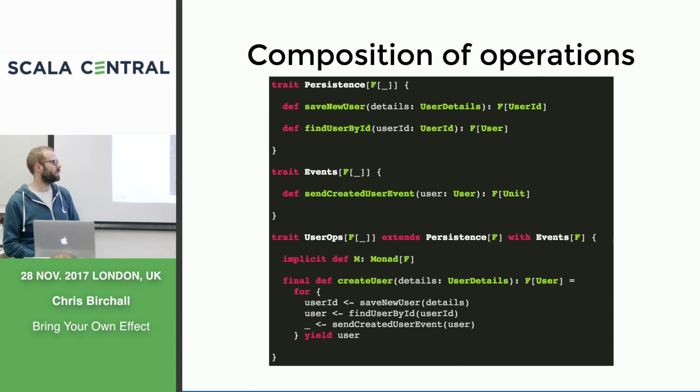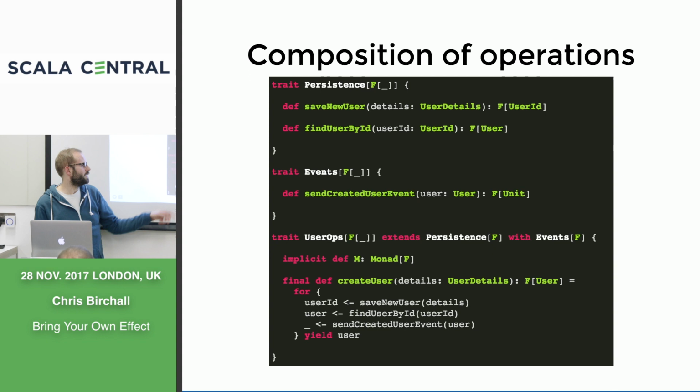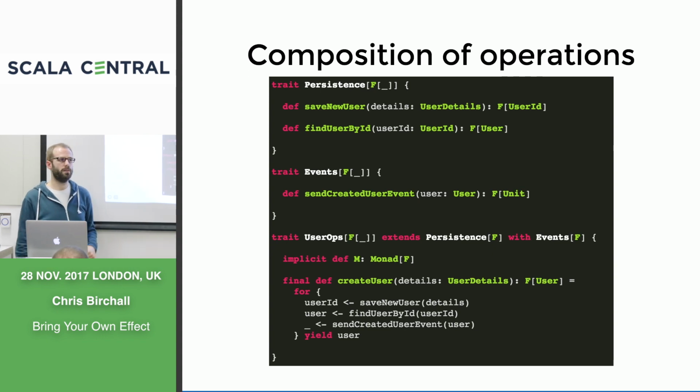And that means you can write them in a for comprehension. So the function to create a new user, it gets passed in some details about the user's name and address and so on. And then it just does these 3 steps.